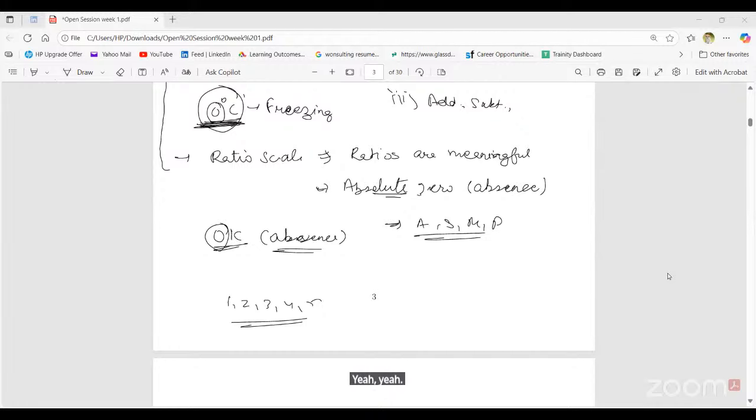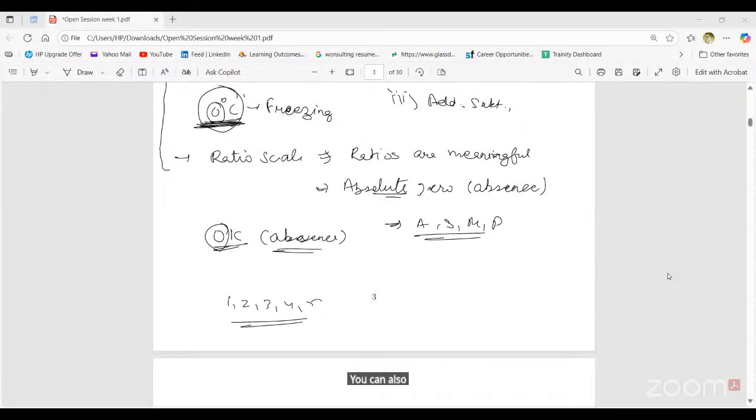I have a doubt. Shall I ask? Yes. Can we convert interval scale to ratio scale? Interval to ratio. Yes, we can convert it. 0 degree Celsius converted in Kelvin is an example of interval to ratio scale.